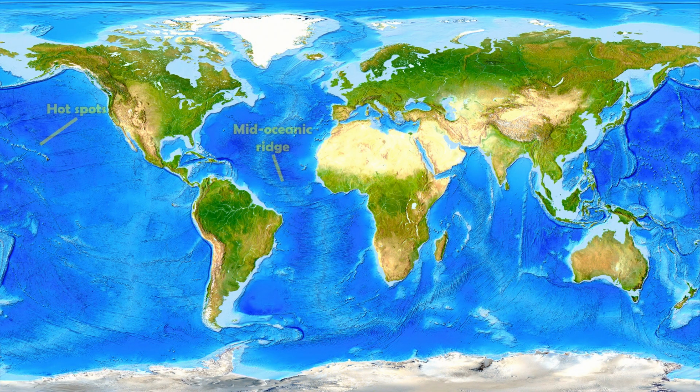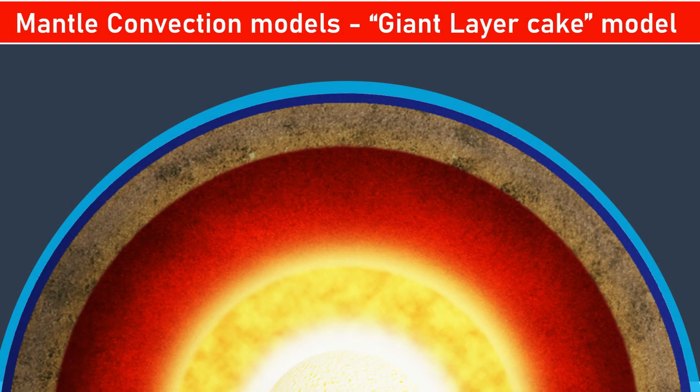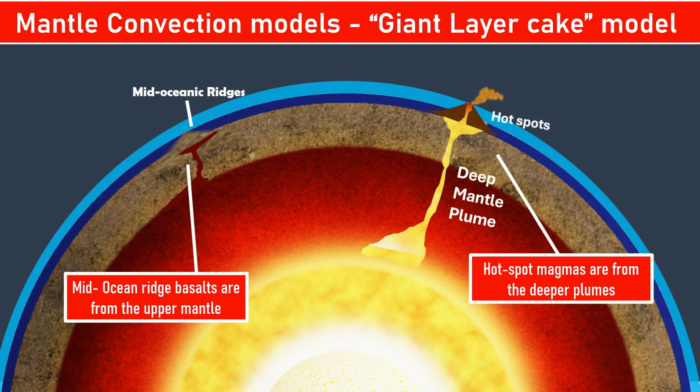This model explains the differences in magma signatures found at the mid-ocean ridges and hotspots. The basalts from mid-ocean ridges are very uniform, as they come from the well-mixed upper mantle, while hotspot magmas from the deeper plumes, tapping the lower mantle, are more primitive and chemically distinct. So, in simple terms, ridge lavas reflect the upper layer of the cake, while hotspot lavas sample the deeper layer.